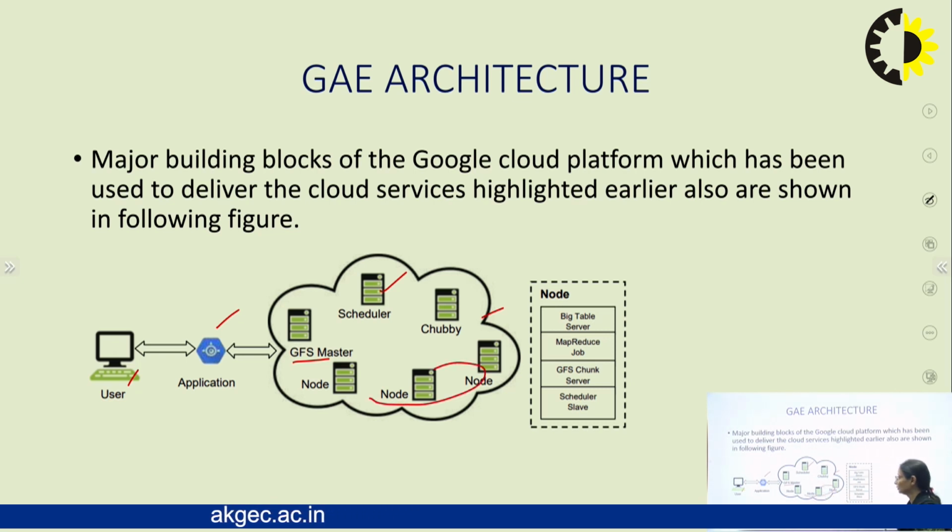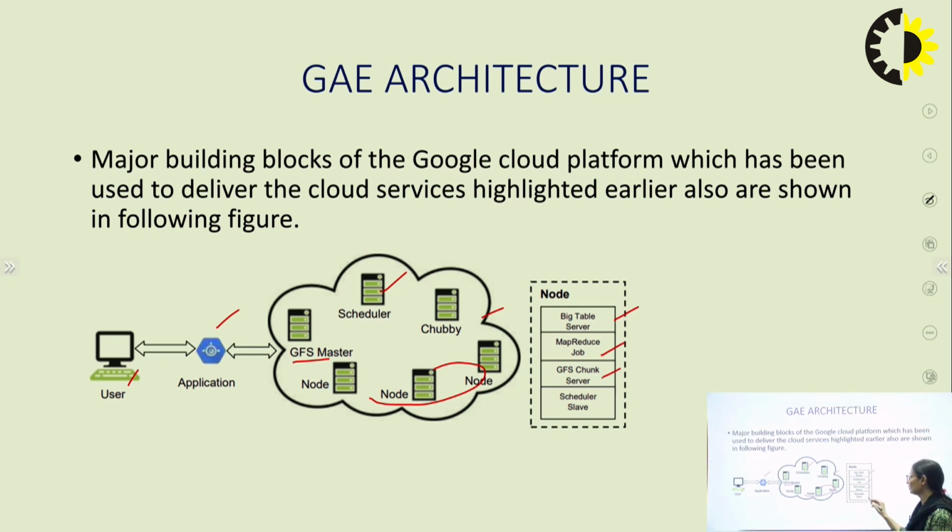Now what kind of data is being maintained at these nodes? Bigtable server is there, MapReduce job is running over there, GFS chunk server is running over there, scheduler slave is also running on these nodes. And here you are sitting. So through the web browser, you are accessing GAE and how GAE is operating. It is operating through all these components.